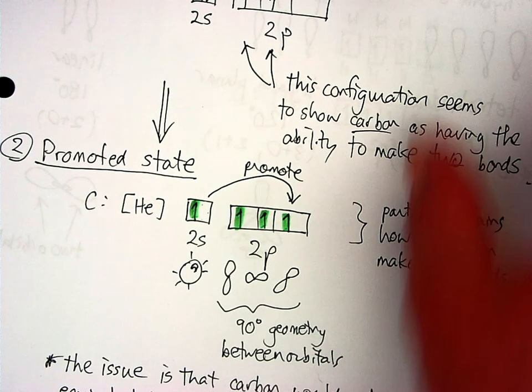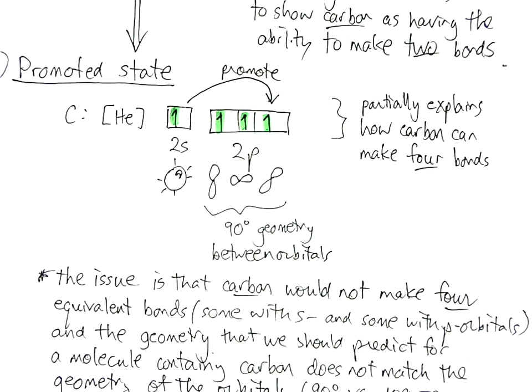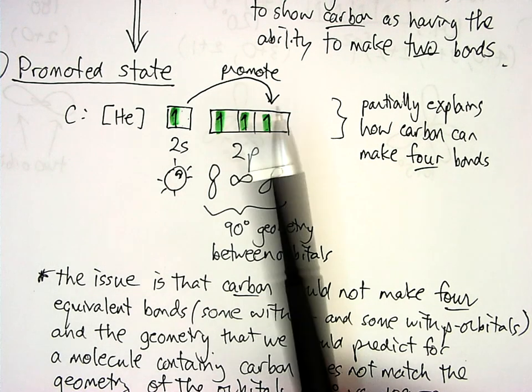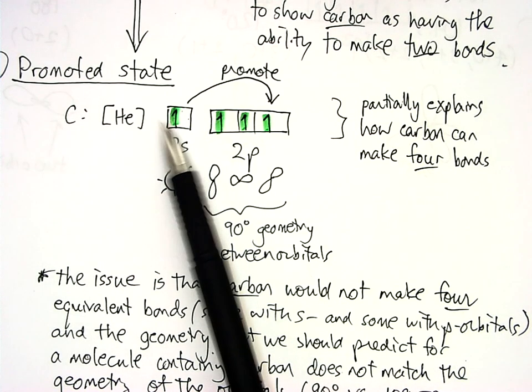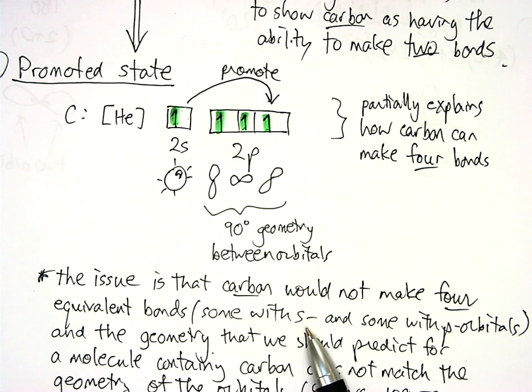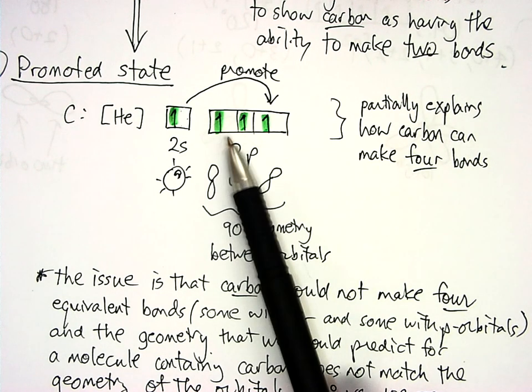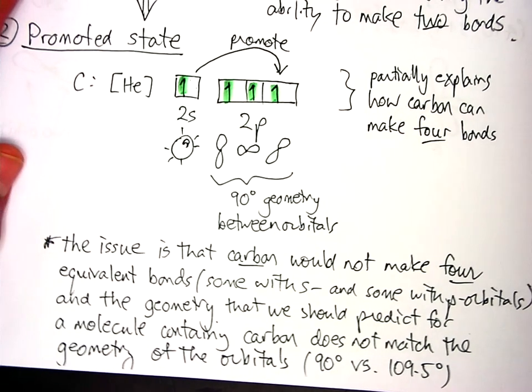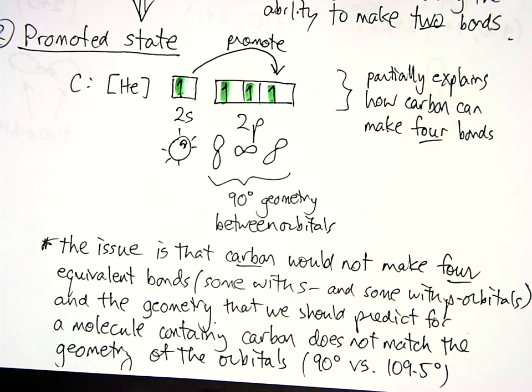The only issue with this view is that carbon would not make 4 equivalent bonds. Unfortunately, in this case, 1 bond would be produced between an s orbital, and the 3 other bonds that are available would have to be produced between p orbitals. And the geometry that we would predict for this molecule containing carbon does not match the geometry of the orbitals that we know exists, especially when there's 4 single bonds to carbon.